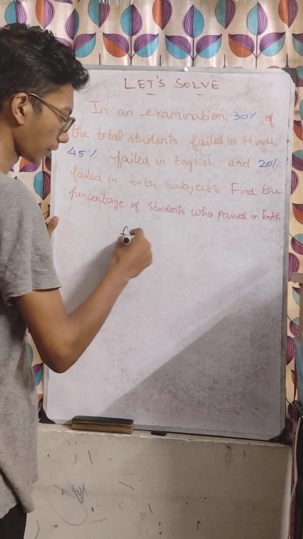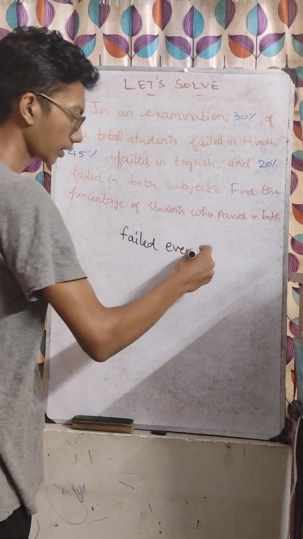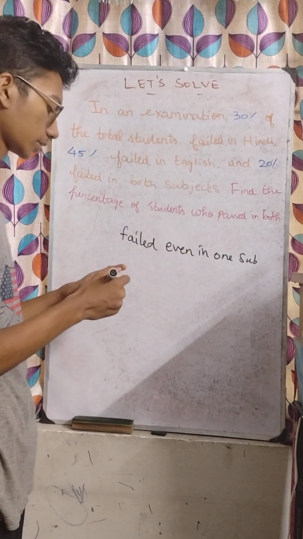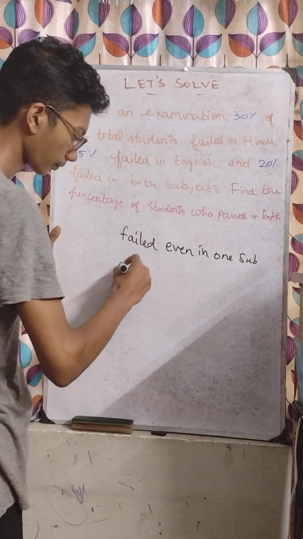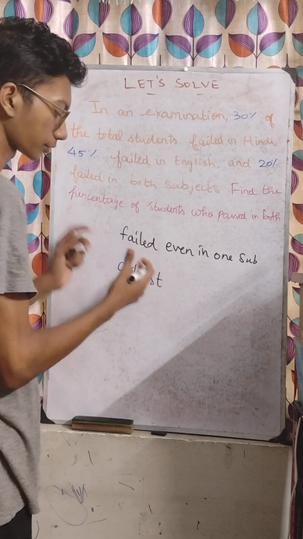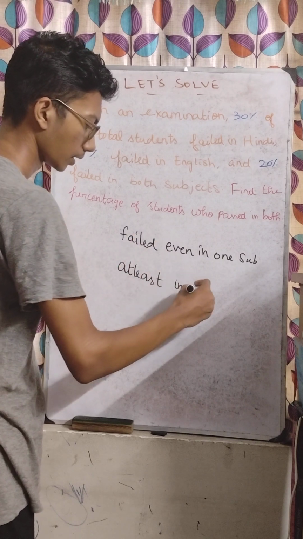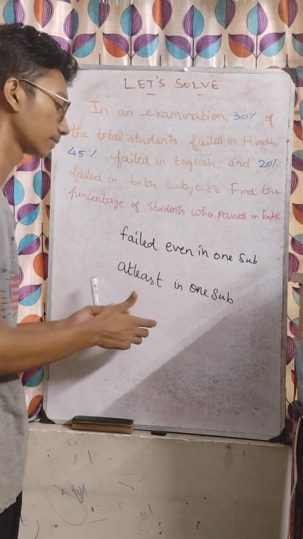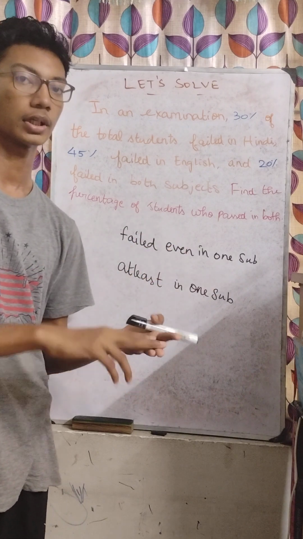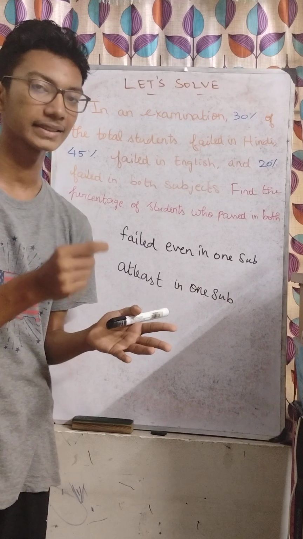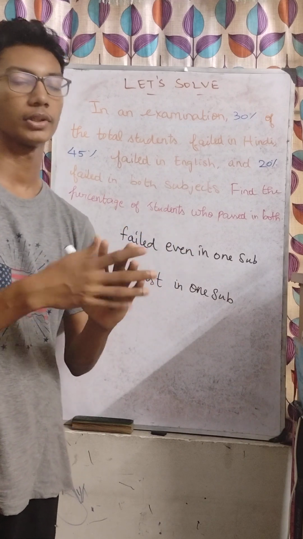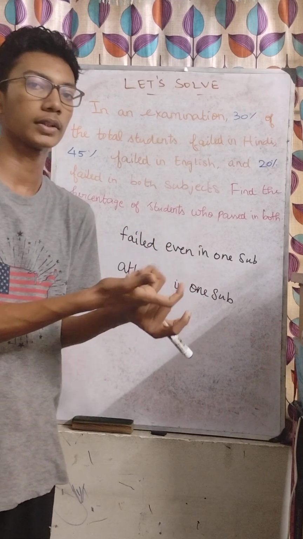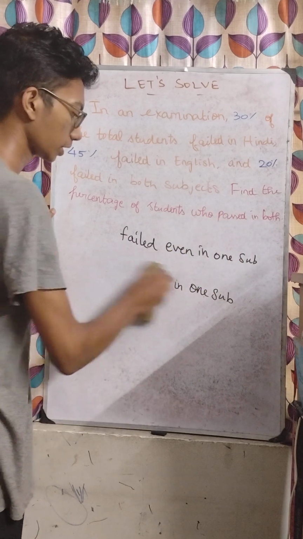First, if a student has failed even in one subject, then we should not consider that student, because they should have passed in both subjects. So we need to find the number of students who failed at least in one subject, that is either in one subject or in both subjects. If we find that, then we can subtract it from 100 and get the number of students who passed in both, because if they passed in just one, then they wouldn't have passed in both. That's the logic behind this.